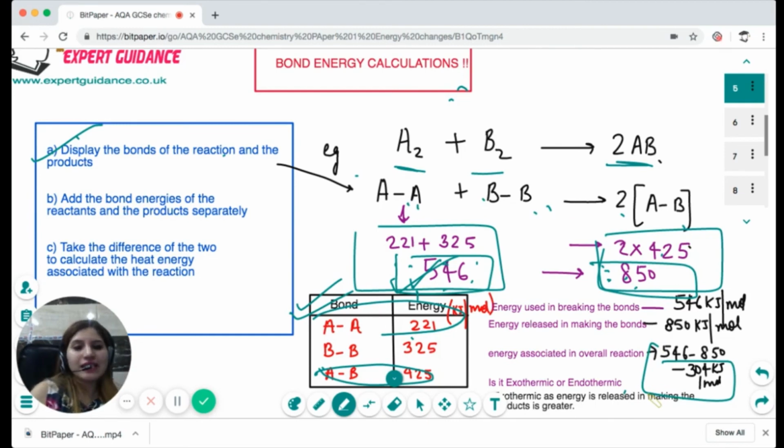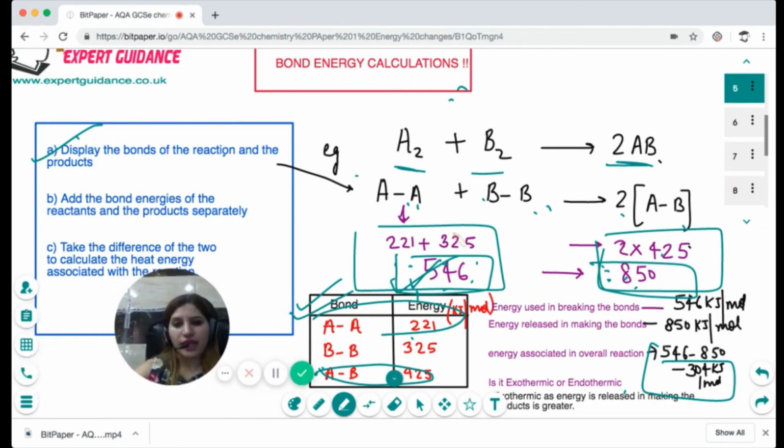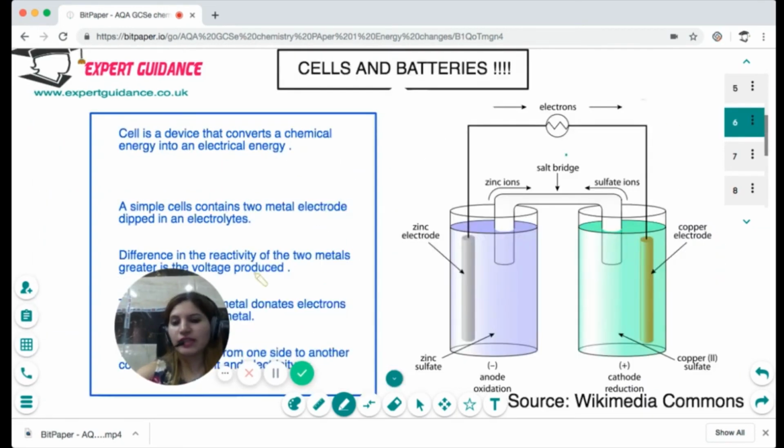And in this case, the products are releasing more energy than is used up in the reactants. So therefore, it's an exothermic reaction. Okay, so I hope this bond energy calculation is clear to you.